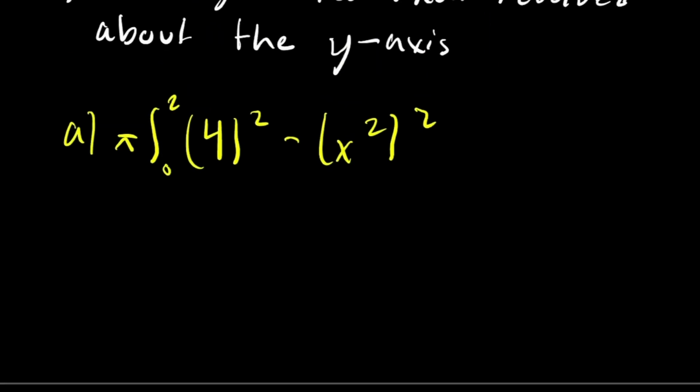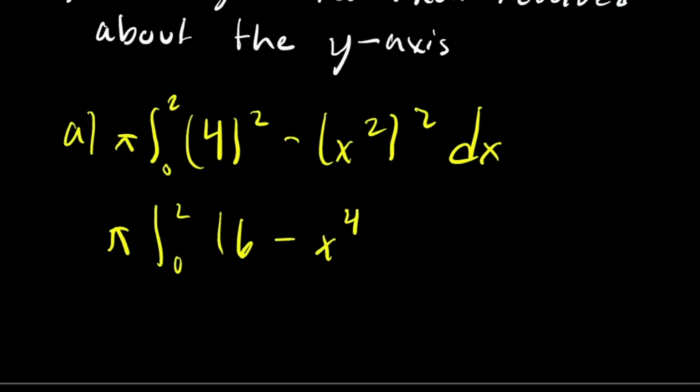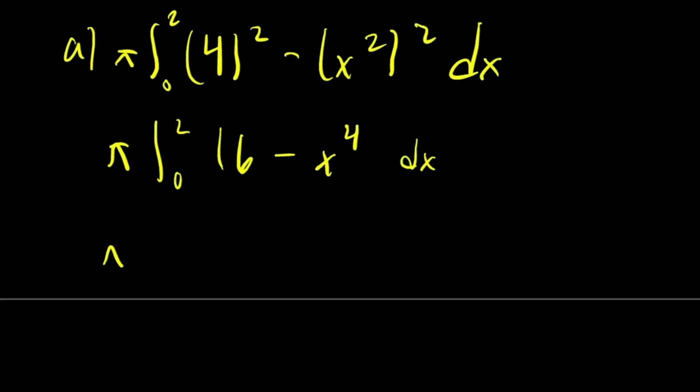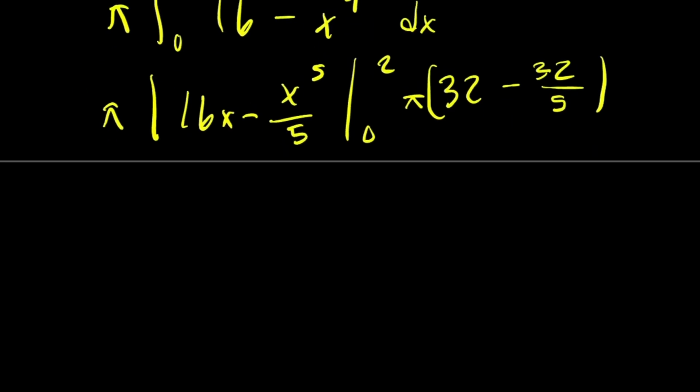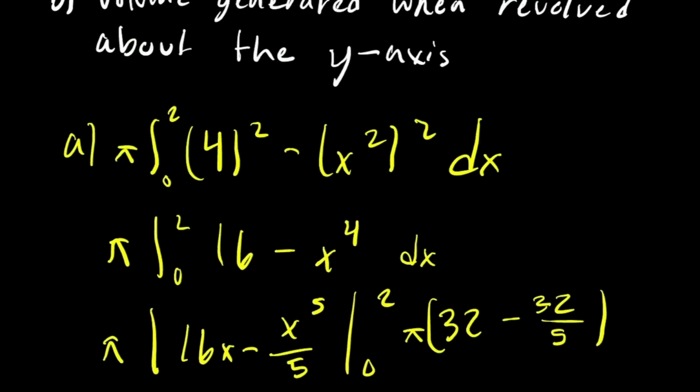All right, so we can do our math. So pi times the integral of 16 minus x to the 4th dx. And now we take the integral, so 16x minus x to the 5th over 5 from 0 to 2. Plug in our bounds, we get 32 minus 2 to the 5th, which is 32, I believe. So then we're left with 128 over 5 pi, I believe.